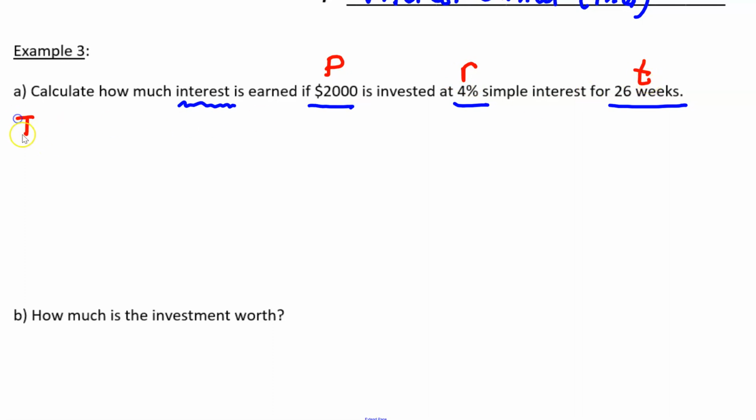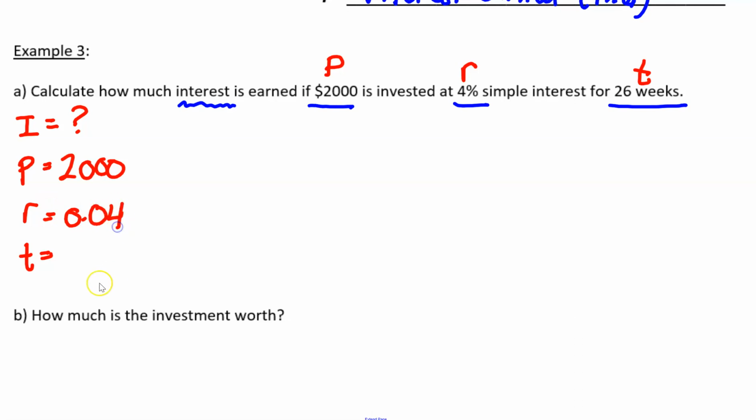So I always like to start these questions by writing I, P, R, T and writing down what we're given. So interest is what we're trying to find, so we don't know that, but the principal we do know. It is $2,000. Our interest rate as a decimal is 0.04. And our time is 26 weeks, but remember we have to change that to years, so we're going to divide it by 52 because there are 52 weeks in a year. So this is 0.5 years.